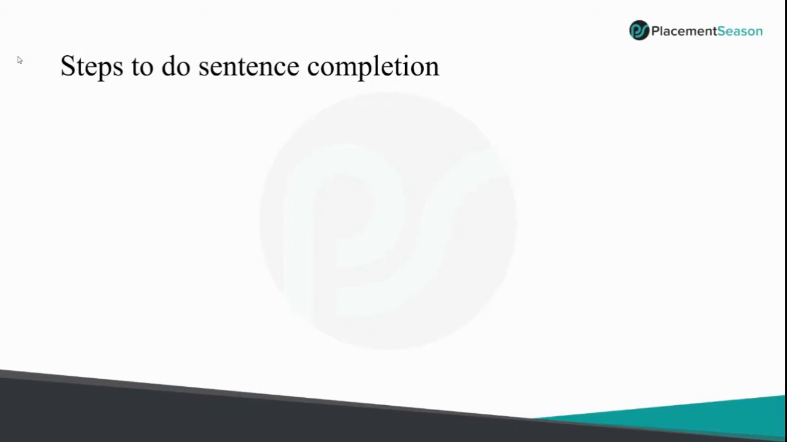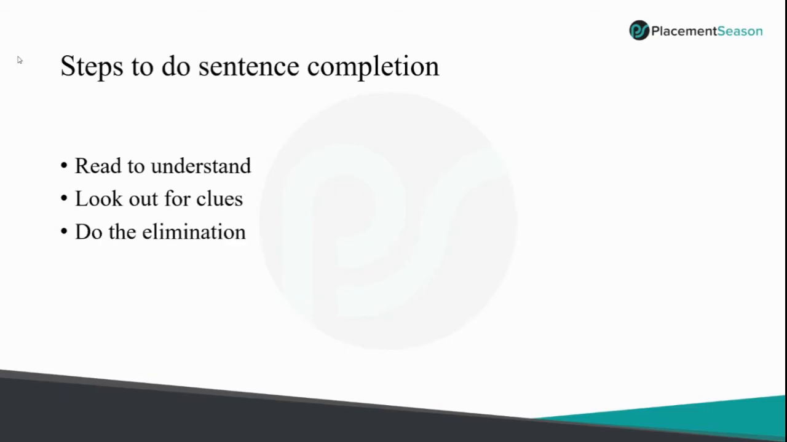So, steps to do sentence completion. Number 1. Read to understand. The first thing that you have to do is read to understand it. Look out for the clues. The clues are in the sentence, so you have to look out for them very carefully. Do the elimination. Then apply and check the answer. Once you have concluded on the answer, write it back in the sentence and see if it is matching.